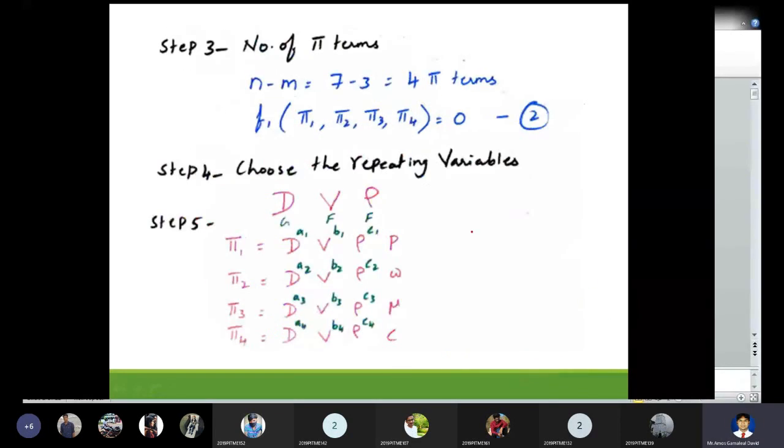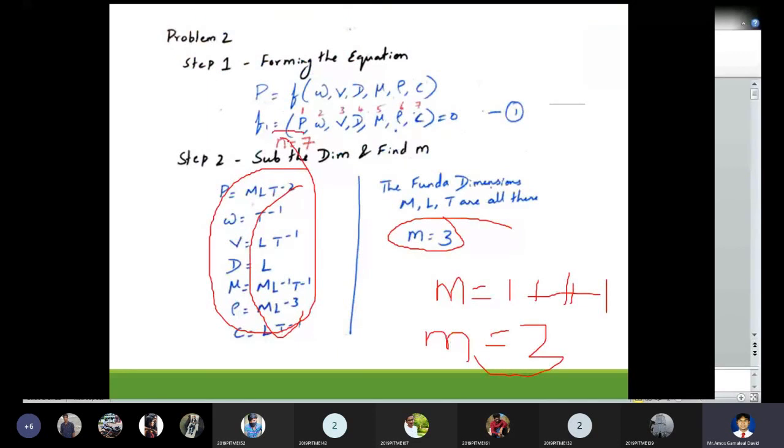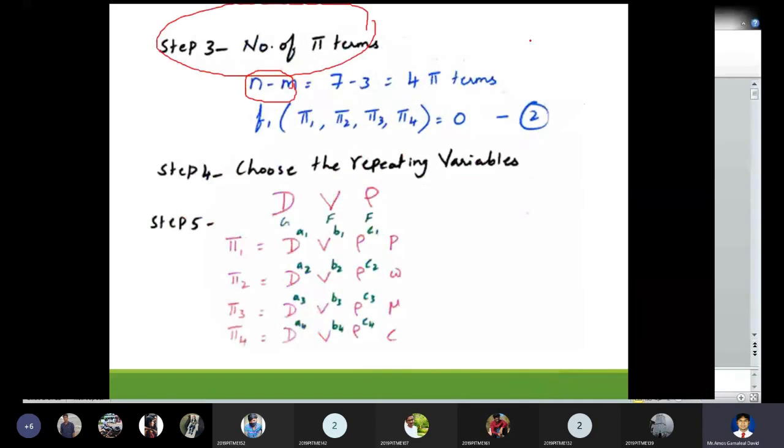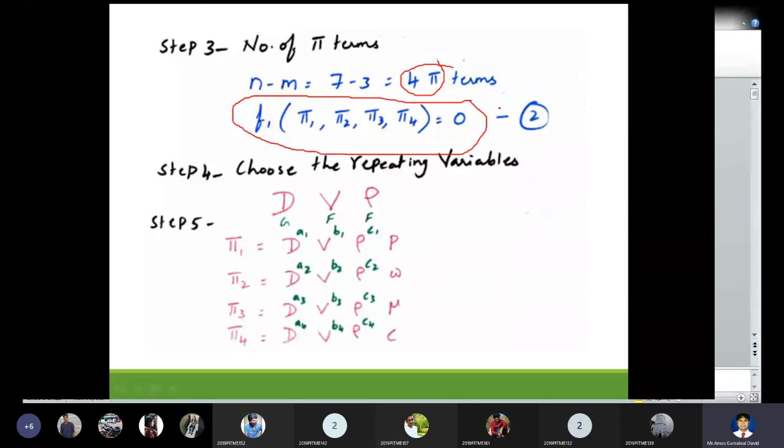Next, I'm going to go for step 3. Step 3 is n minus m. What is n? We have just figured out n is equal to 7. So 7 minus 3 will give me 4 pi terms. So I'm going to get 4 pi terms. This is the function that I'm going to use later after finding the pi terms: f1 of pi 1, pi 2, pi 3, pi 4 is equal to 0.